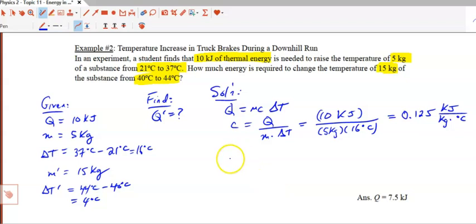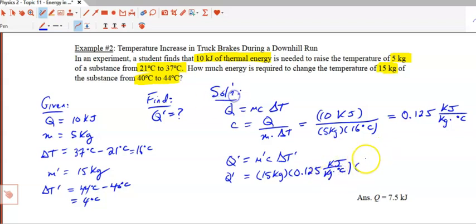So now the new heat would be the new mass, the same substance, so same heat capacity, multiplied by the new change in temperature. So this new heat would be 15 kilograms multiplied by 0.125 kilojoules per kilogram times degrees Celsius, times a change in temperature of 4 degrees Celsius. So this new heat will be 7.5 kilojoules.